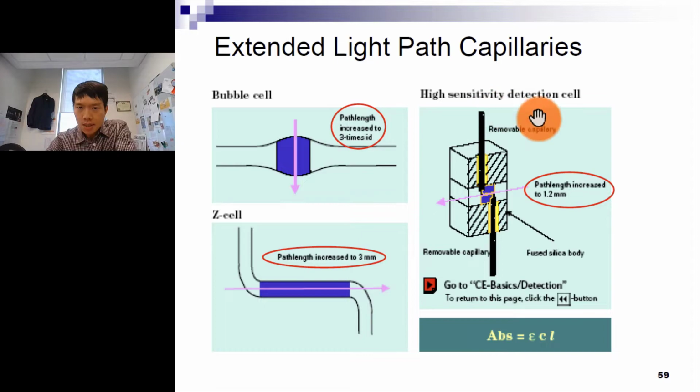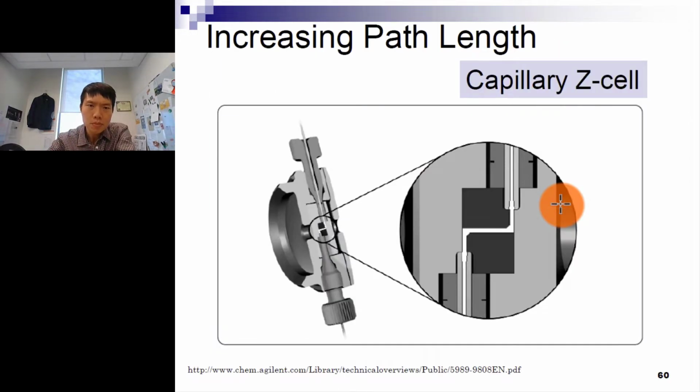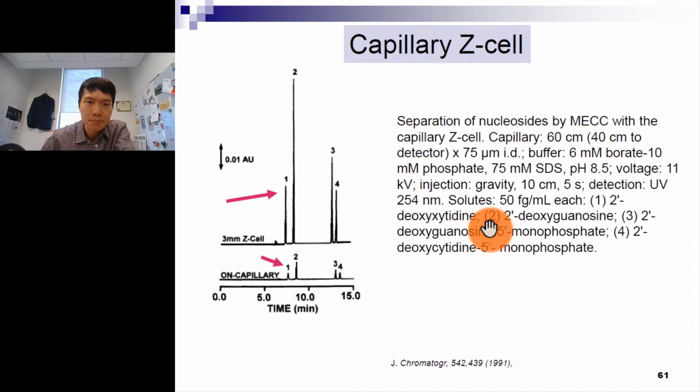High sensitivity detection cells are a bit more mechanical, so this engineering you don't need to look at so detailed. But it just increases the path length, 1.2 mm, because it's a bit more packed. So for the capillary Z cell, to look at it closer, this is from Agilent, one of the manufacturers of CE. You see this extended pathway, this is what we improve on.